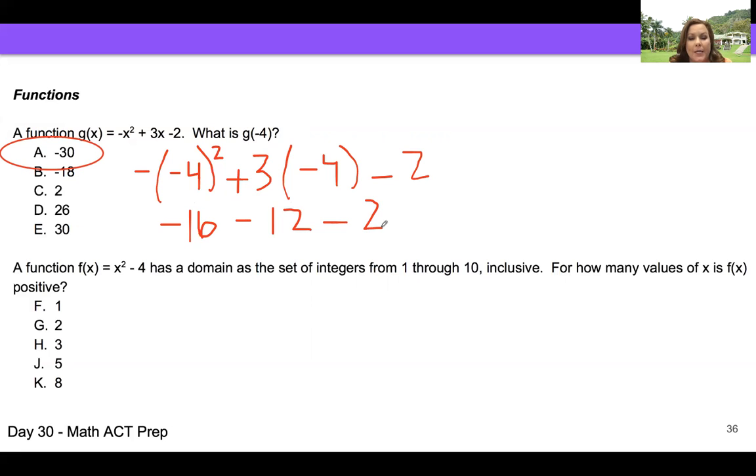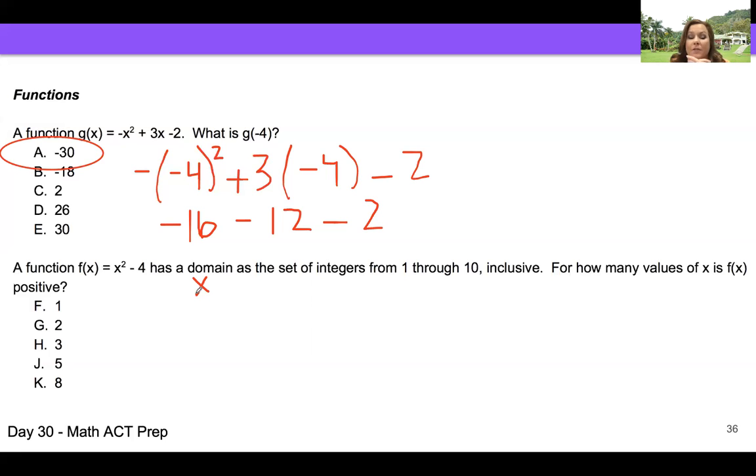Now the next one, here it says f of x equals x squared minus 4, and it has a domain. Domain means x values. Range is y, up and down. Set of integers from 1 through 10 inclusive, so that means it includes 1 and 10, so 1, 2, 3, 4, 5, 6, 7, 8, 9, 10, because it's integers, we're not doing decimals or fractions.